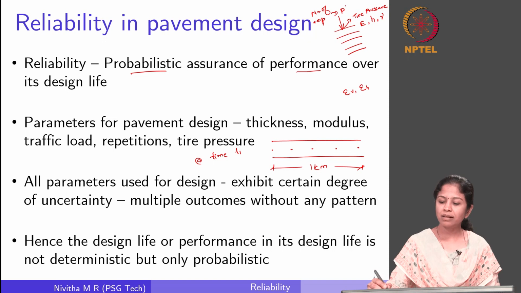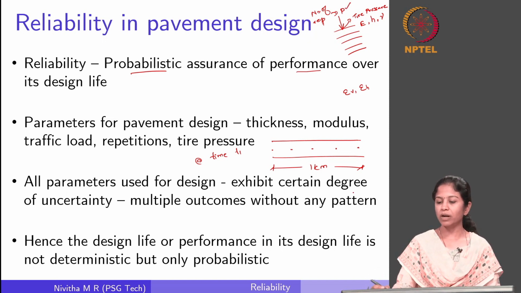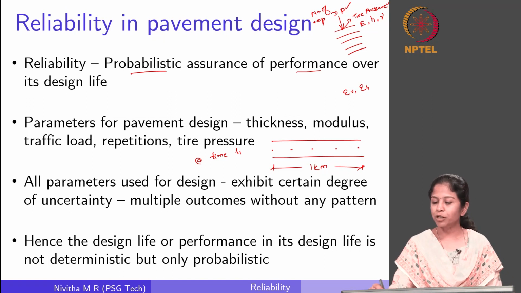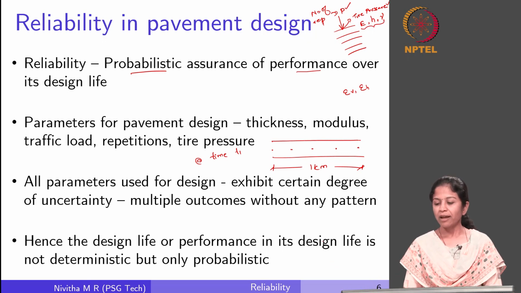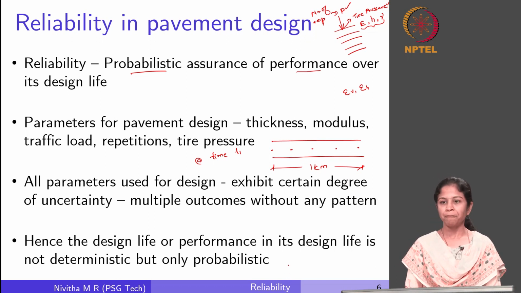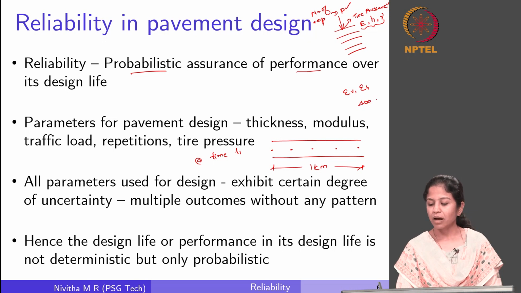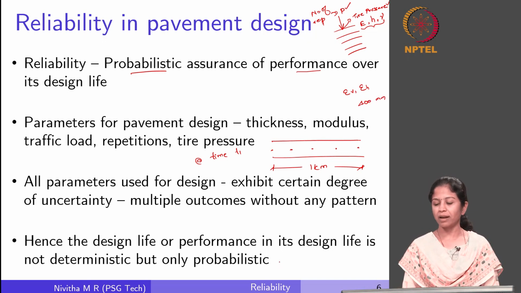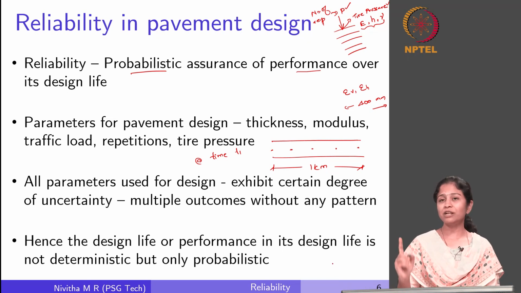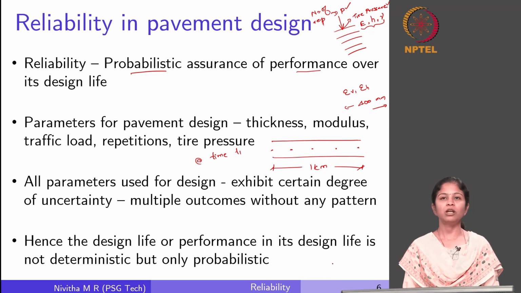So, most probably the vehicle load and the tire pressure might remain more or less identical. But if I am going to measure these 3 parameters, which are the modulus, thickness and Poisson's ratio, we know that it is not going to be exactly the same in all these 5 locations. So, as I said, let us say we have a 400 mm thickness specified for one layer, it is going to vary some units this side and some units on this side, right. So, there is going to be a spatial variation in all these parameters at a given instance of time.